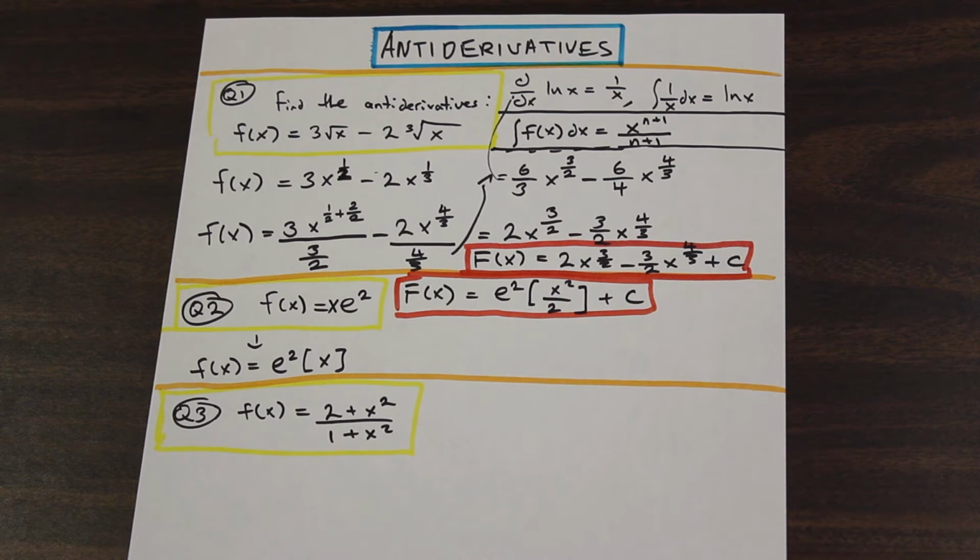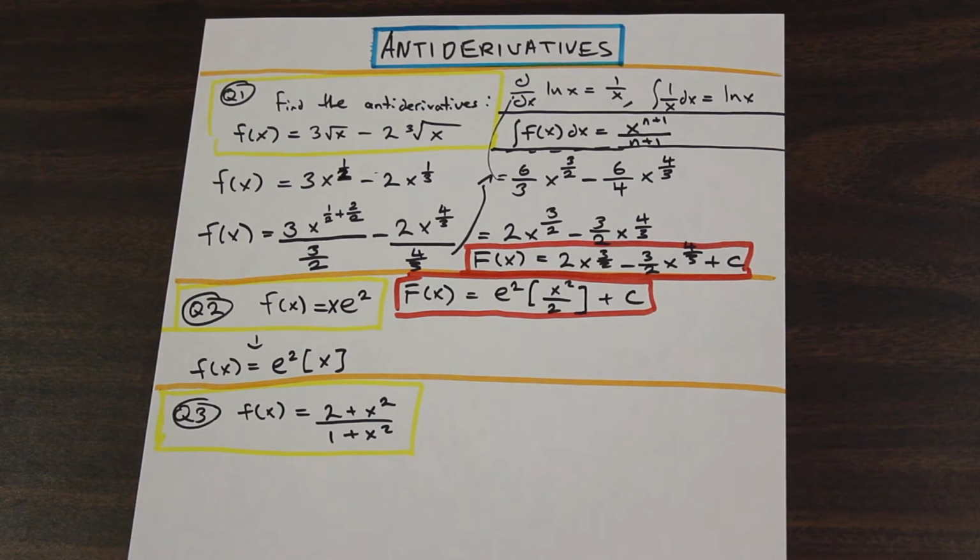Like I said, really quick, really simple. Watch for those constants. That's how we work with a constant. The third question is a little bit trickier. We have f of x is equal to 2 plus x squared over 1 plus x squared. So this is one of those tricks in which you have to add and subtract to the fraction in order to make it more simple.